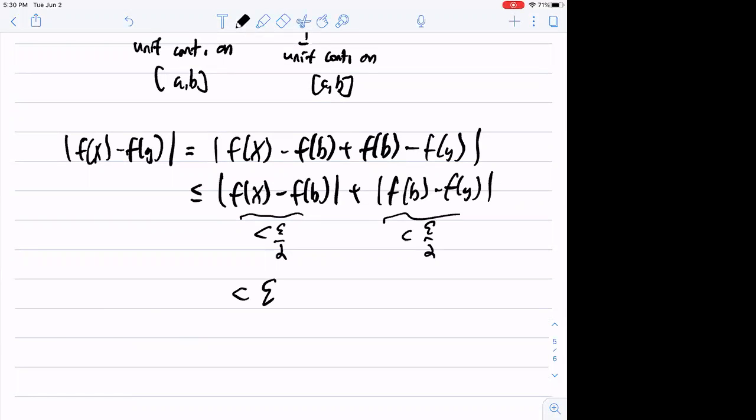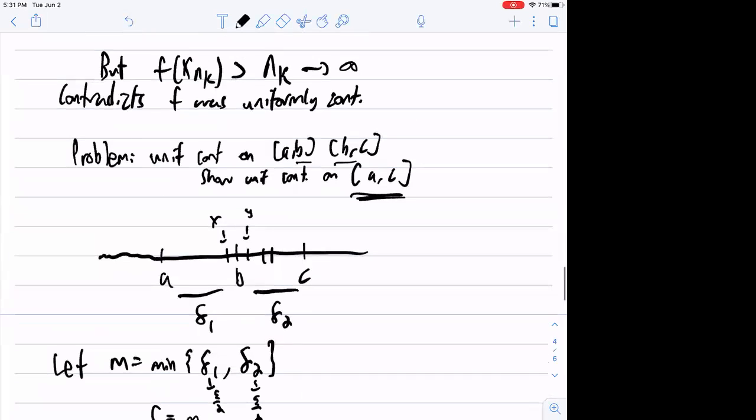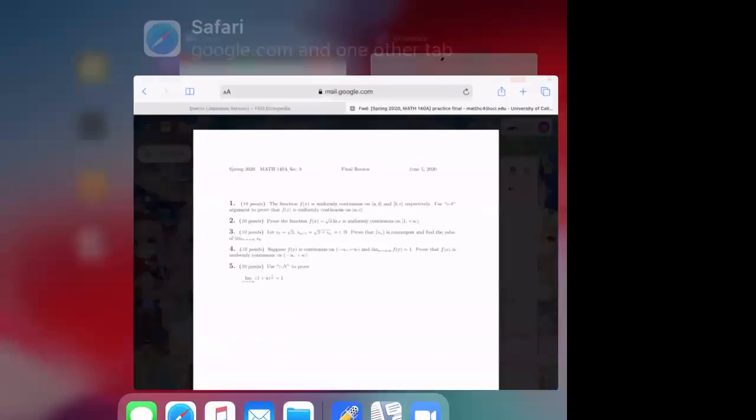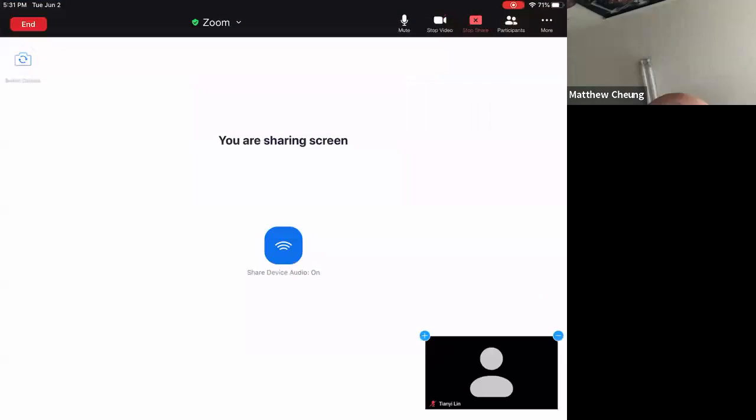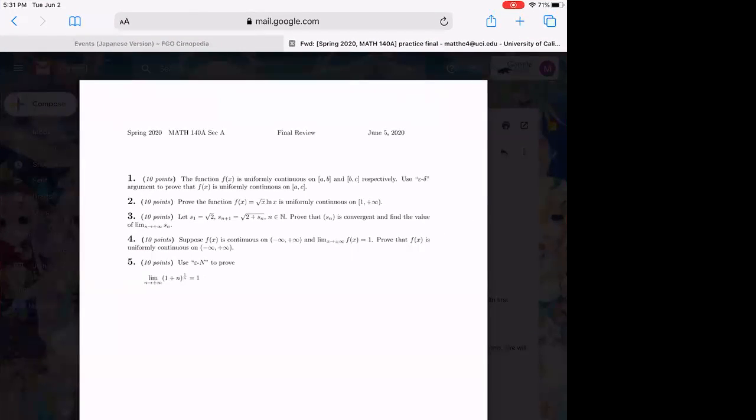Because if x and y lie in the same interval, you're done by this part or this part. So really the only case you need to care about is if one of them is in one interval and the other one's in the other. Okay, everyone clear so far? Hopefully. Okay, I'm just gonna go over one more and then let's just call it a day.